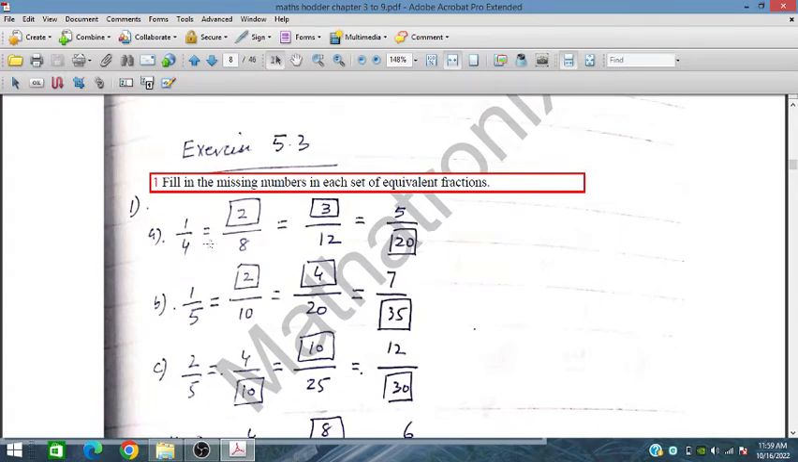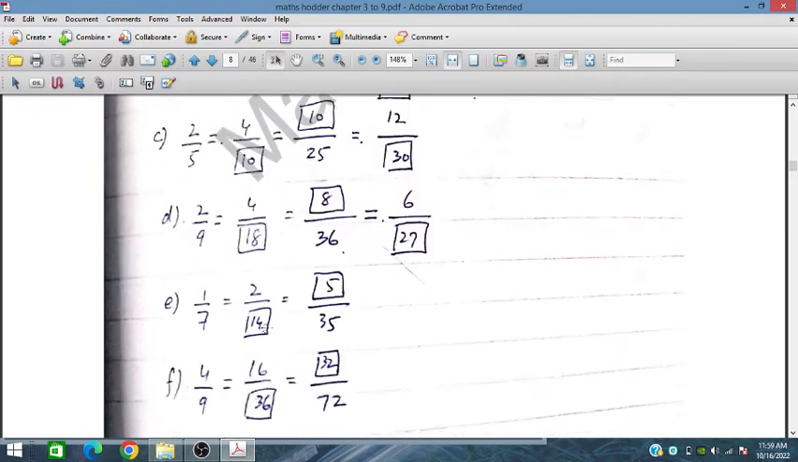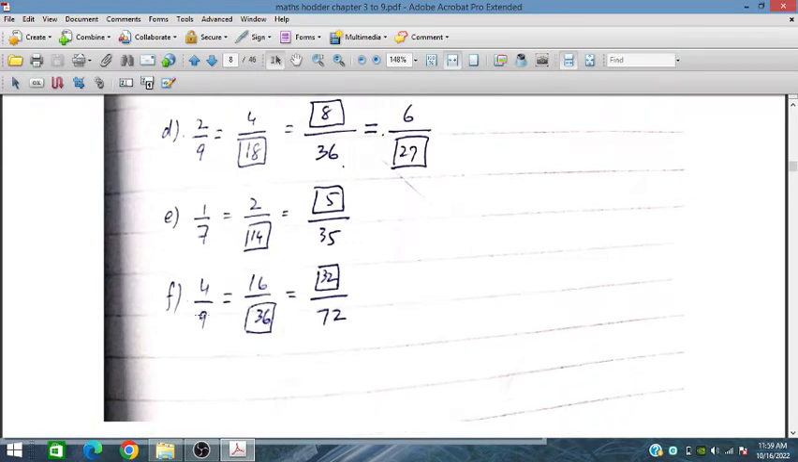20 should be divided by 4 to get 5, so this is multiplied by 5 to get 20, so the numerator should also be multiplied by 5. If we multiply and divide the numerator and denominator by the same number, the fraction remains the same, so all are equal. Similarly for this one and the others. For this one, this is 9, it's 36. If we multiply this 9 by 4, we get this 36.